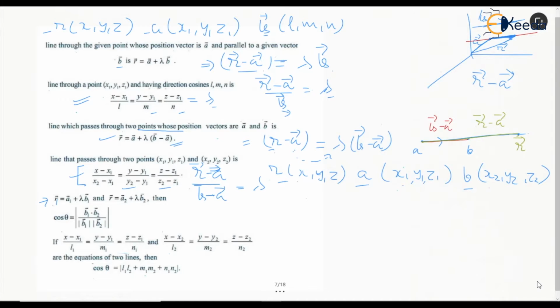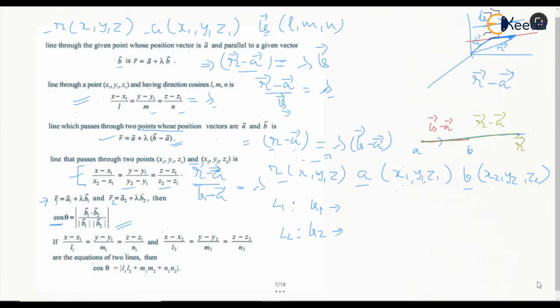Now what if we have two lines? Let's say this is r1, let's say this is r2, and we have to find the angle between the lines. So this b1 and b2 are going to give the direction ratios for the lines, let's say L1 and L2, right? So if we do the dot product of b1 and b2 and divide it by the magnitude of b1 and b2, it will give the angle between these two vectors, and that will be the angle between the lines, right? So this is b1 dot b2 divided by the magnitudes, which will give the cos theta for this case.